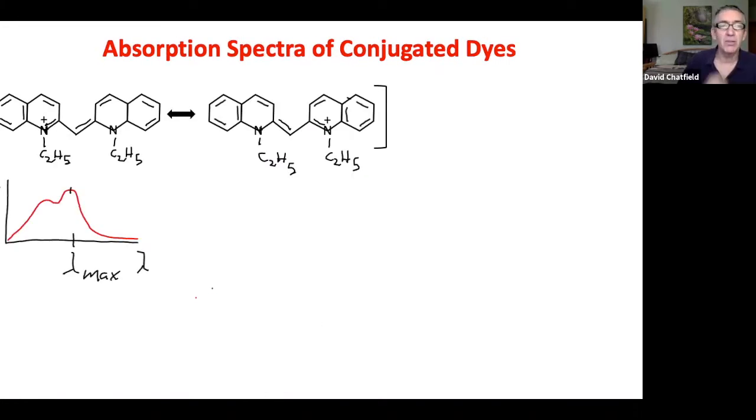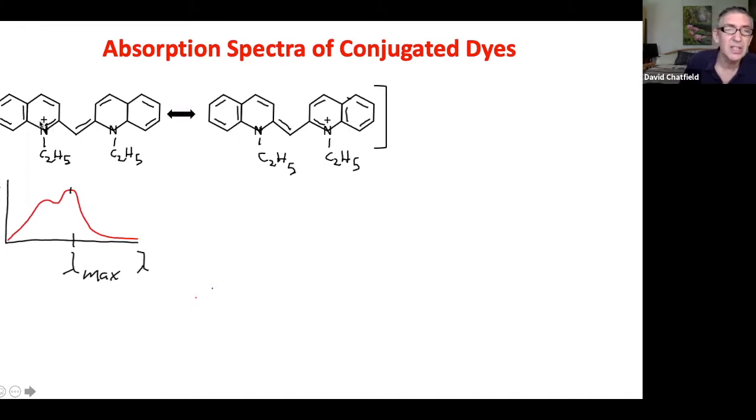And I want to talk about what gives rise to this absorption spectrum. Okay. So you know about conjugation, and you know that when bonds are conjugated, the pi electrons can roam the entire region of conjugation. And of course, we've drawn the double bonds in 2 different ways because that's the best we can do with Lewis structures.